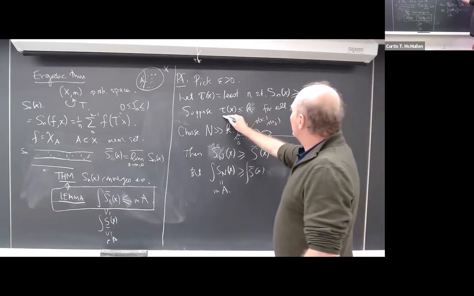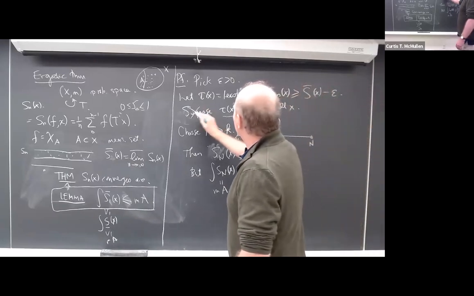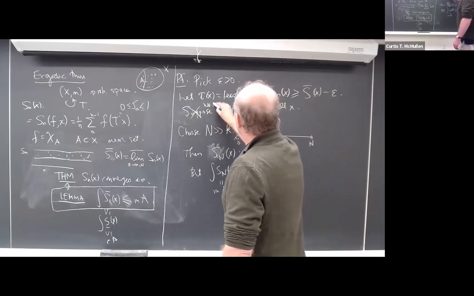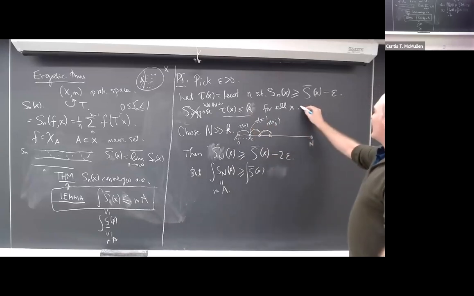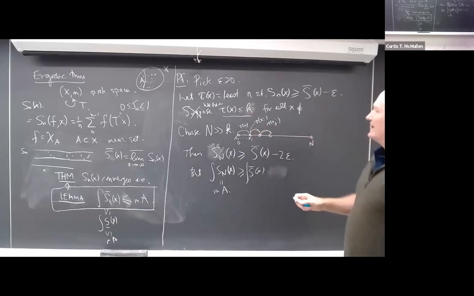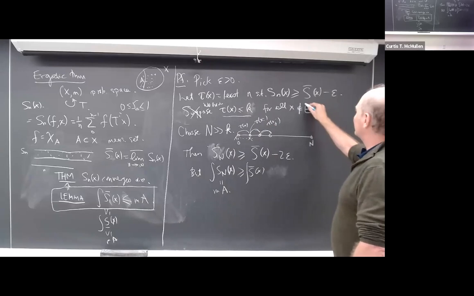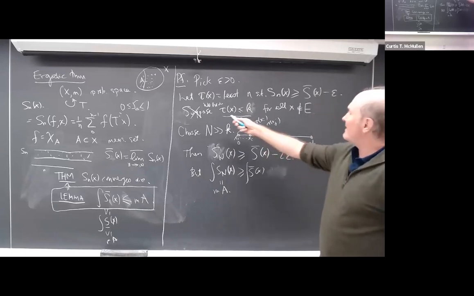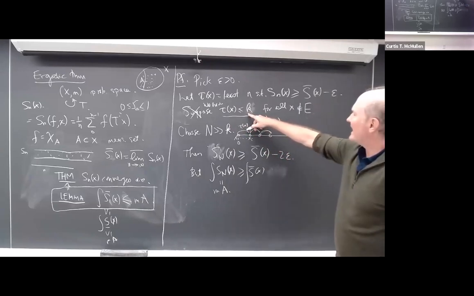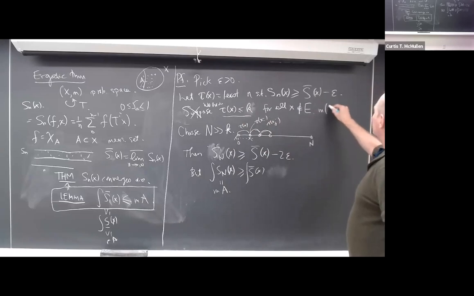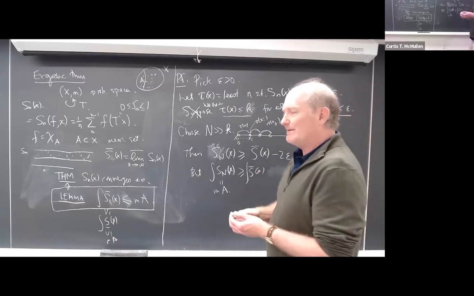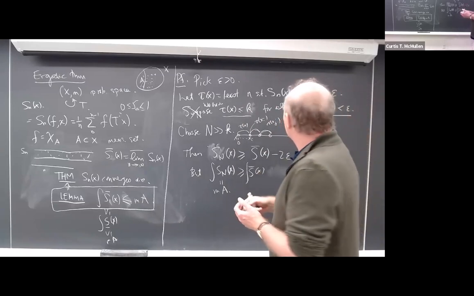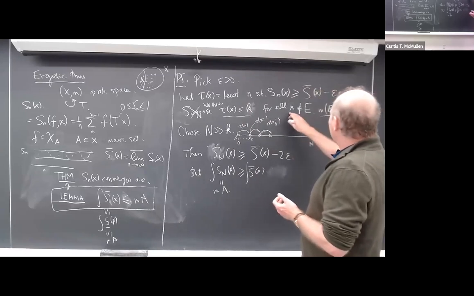So actually, we have that tau of x is less than some specific k for all x not inside some exceptional set E. So this we have for sure, and by taking k large enough, we can choose that the measure of E is itself less than epsilon.